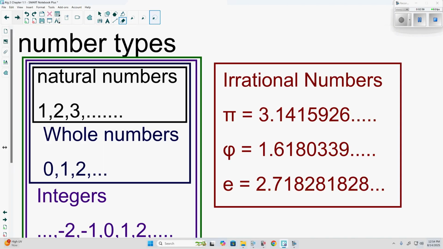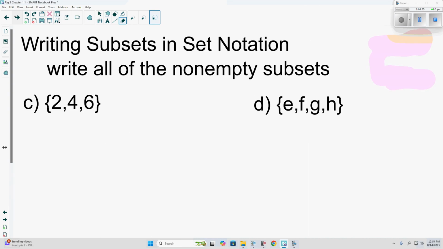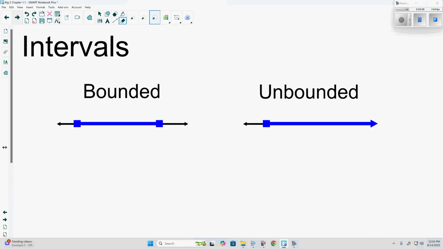Then we talked about our number types. We did these here. We talked about subsets, and I believe we finished all of our subsets, and we are right here on bounded and unbounded intervals. So we're going to be talking about interval notation, and inequalities for the next little bit. Now there's two main types of intervals. There's bounded and unbounded. There's going to be 2 endpoints, or 1 endpoint, and it continues on indefinitely in one direction or the other.